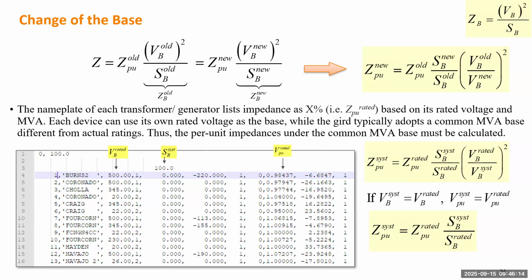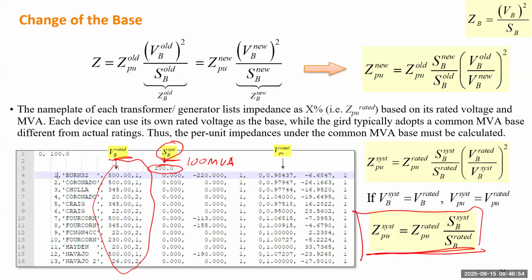It gives you the voltage base based on the rated voltage, and this number here, 100, is 100 MVA. This is the new system common base. You can put any number there. You can put 200, and the entire system will take this as the new power base. In this case, if we don't change those values, and we take the rated voltage as the base, we only need to use this formula to recalculate the per unit.